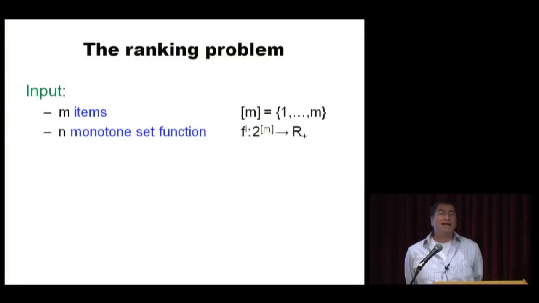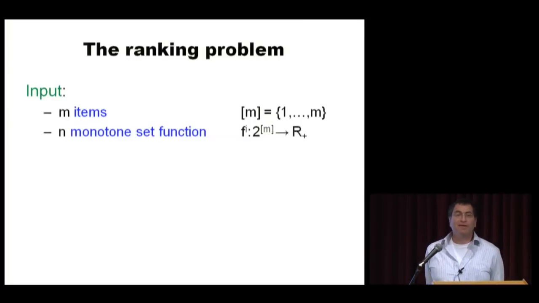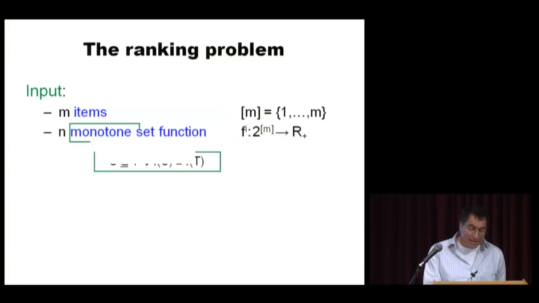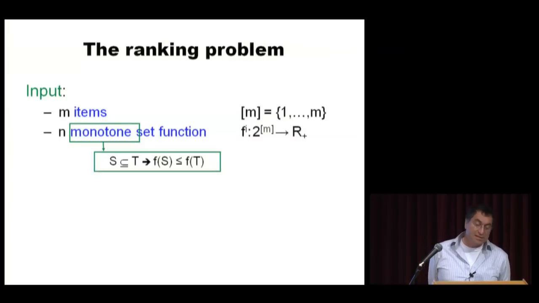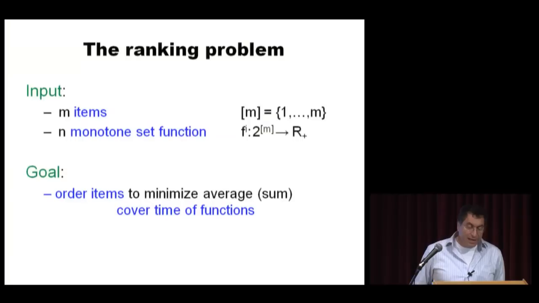So the definition at the beginning will sound not very natural, but then I'll give an example of why it might be natural. You have m items, and you have n monotone set functions. Let me just remind you what a monotone function is: if s is smaller than t, then the value on s is smaller than the value on t. The goal is to order the items. We have m items, and we want to order them to minimize the average cover time of a function.